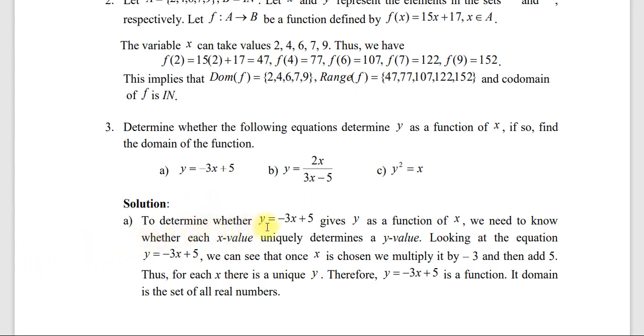A to determine whether y which is equal to negative 3x plus 5 gives y as a function of x, we need to know whether each x value uniquely determine a y value. ይህንን ቼክ ማድረግ መቻል አለብን መጀመሪያ። Looking at the equation y which is equal to minus 3x plus 5, we can see that once x is chosen, we multiply it by minus 3 and then add 5. Thus, for each x there is a unique y.